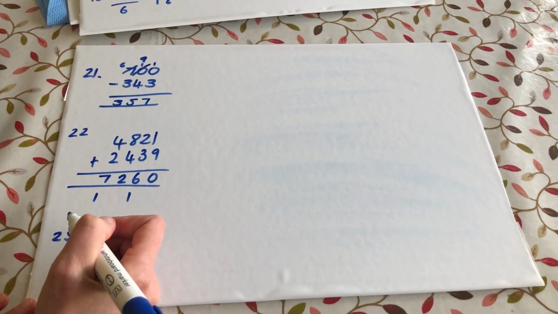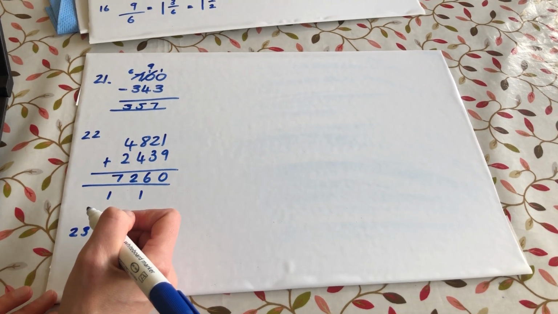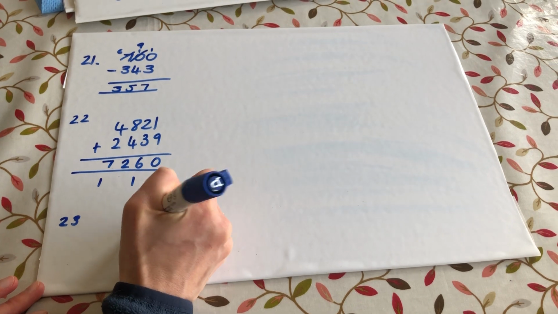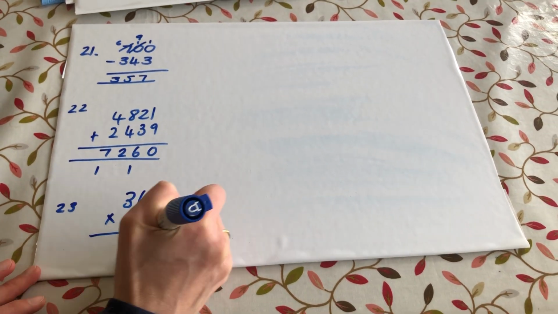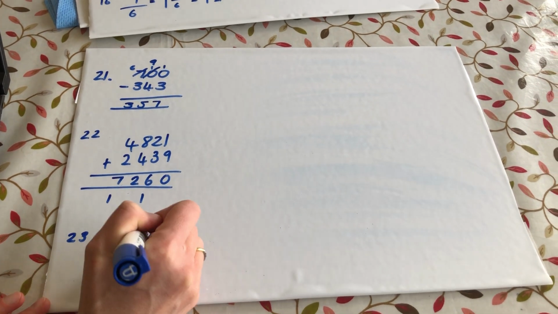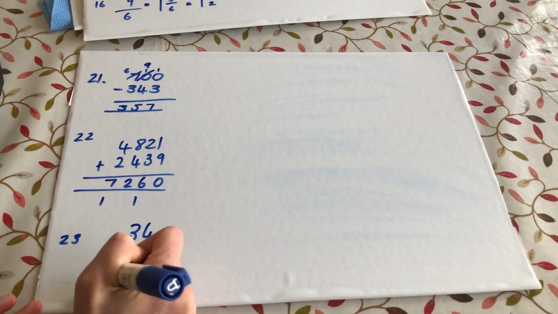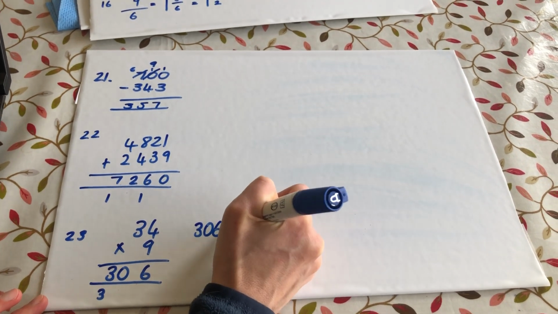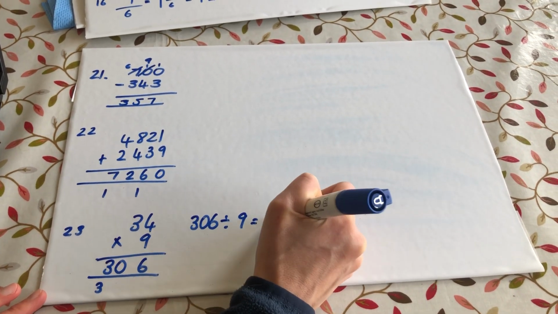Question 23. Something divided by 9 equals 34. It's a missing number calculation. We need to do the inverse. 34 multiplied by 9. 9 fours are 36. 3 nines are 27, and add the 3 is 30. So your calculation would look like this. 306 divided by 9 equals 34.